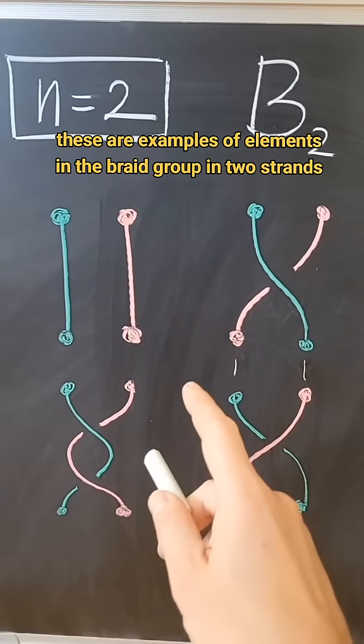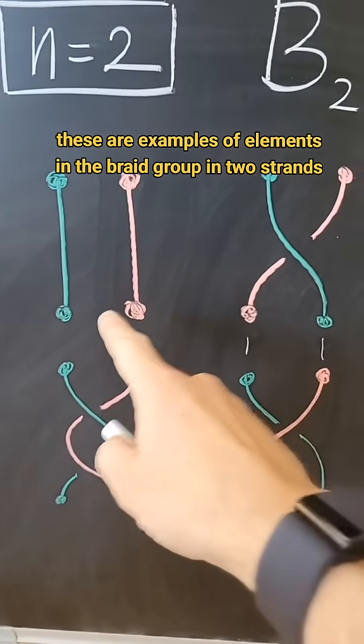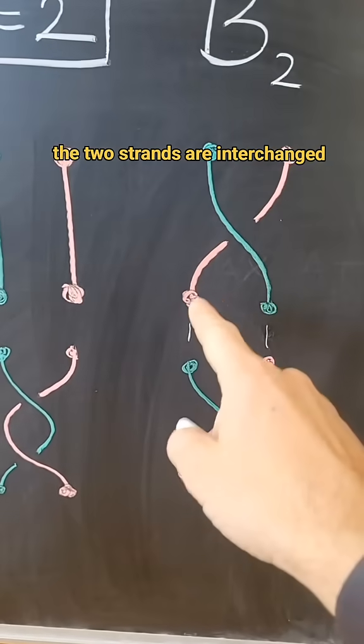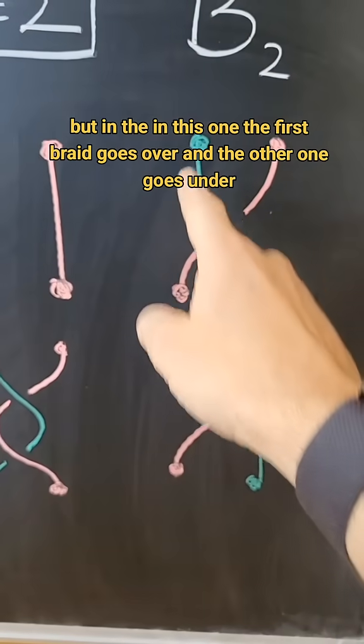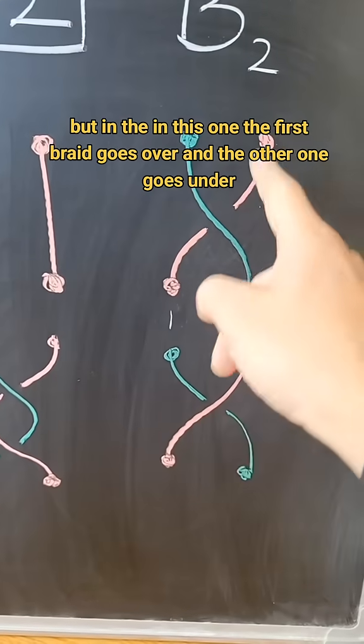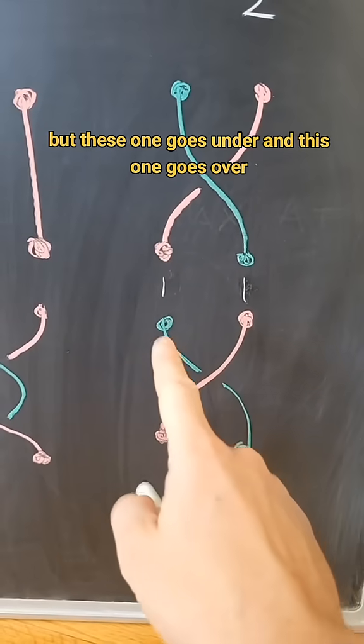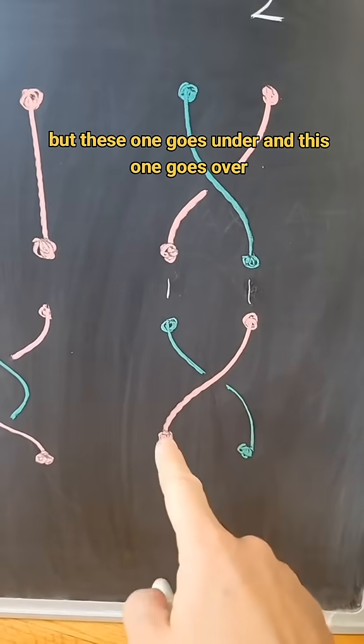These are examples of elements in the braid group in two strands. This is the identity braid. In this braid, the two strands are interchanged, but in this one, the first braid goes over and the other one goes under. In this one, they are also exchanged, but this one goes under and this one goes over.